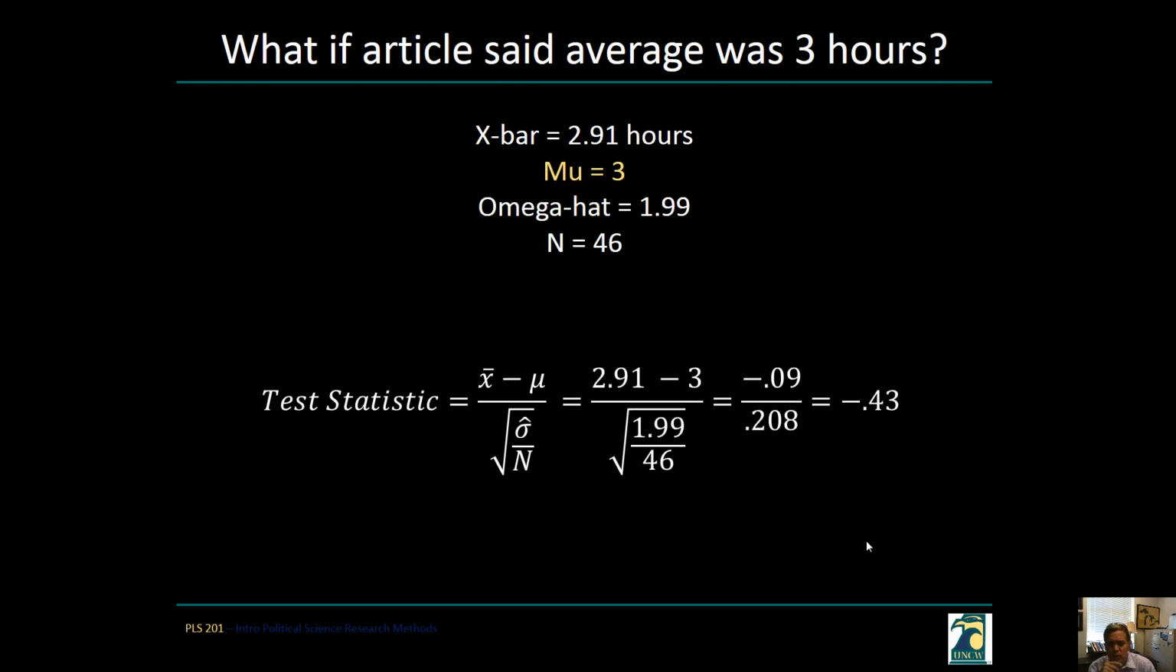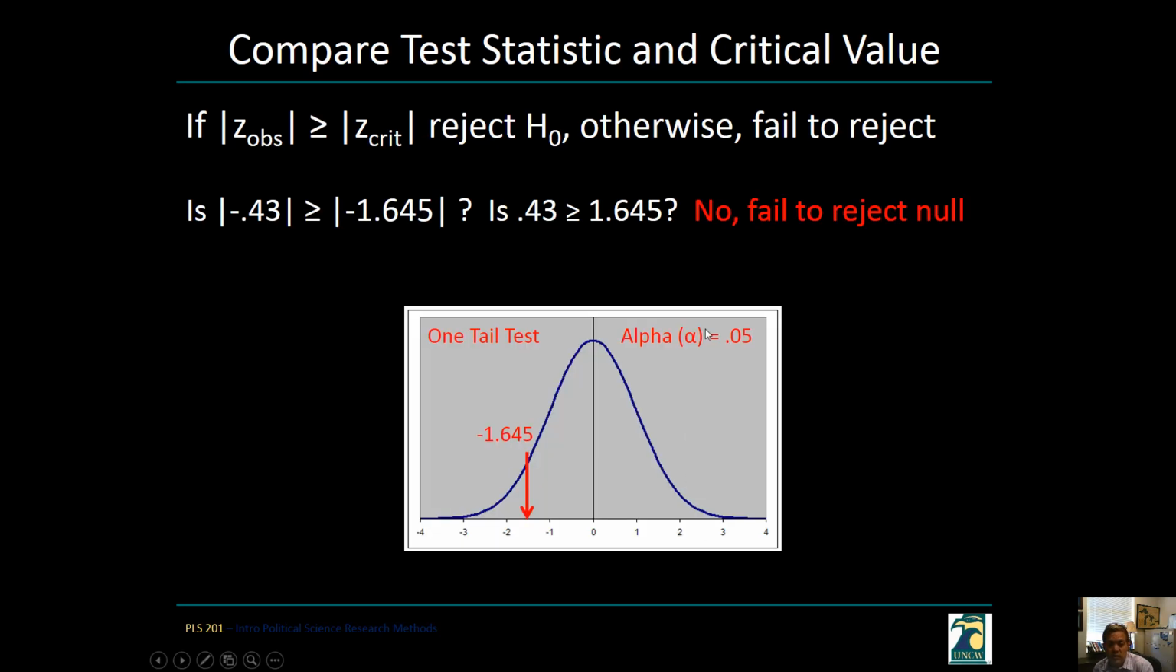So what if that article said that it wasn't 4 hours that the average student studies, it's actually 3 hours. So here everything else is the same. The difference is now that mu is 3 hours. We're going to plug in all those numbers, and now the test statistic, we'll do all the math. The test statistic we calculate is negative 0.43. Well, that's quite a bit different than before. Now we're still using this picture here, our one-tailed test. Here's the critical value. Where is negative 0.43?